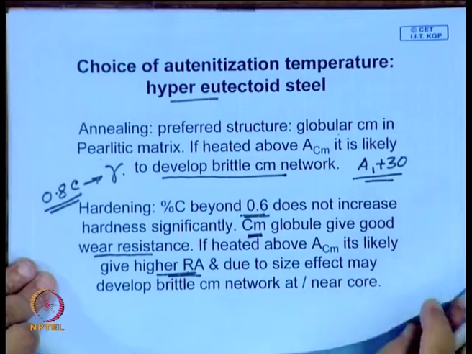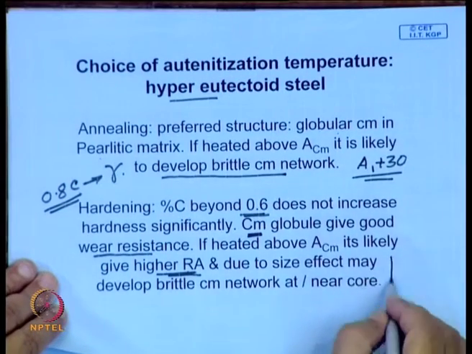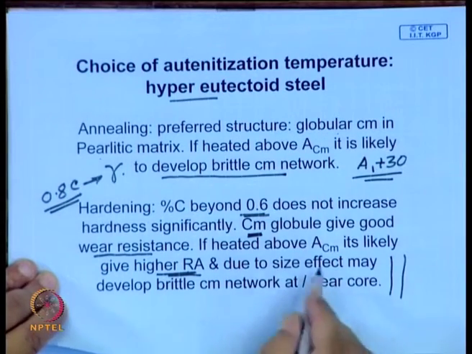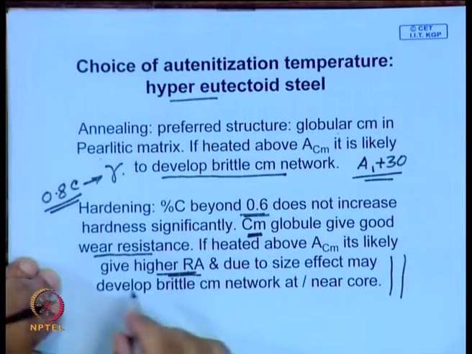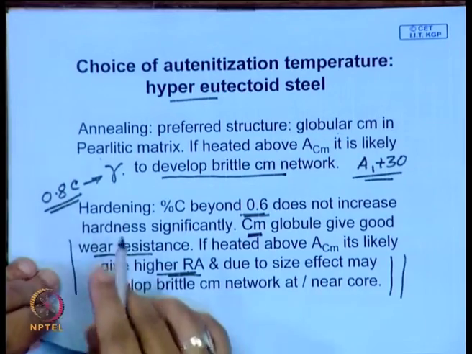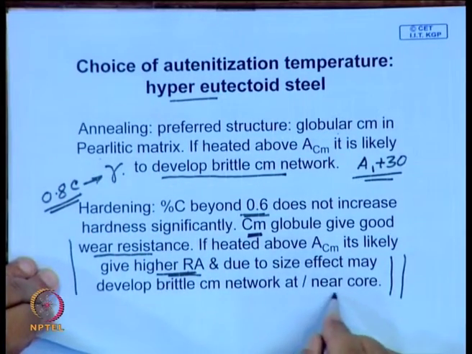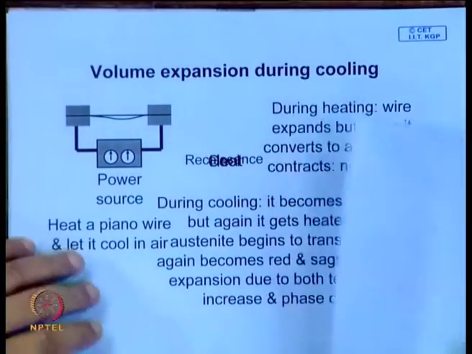And the size effect is also important. If the dimension is large, somewhere in the core you might develop a brittle cementite network at the austenite boundary.